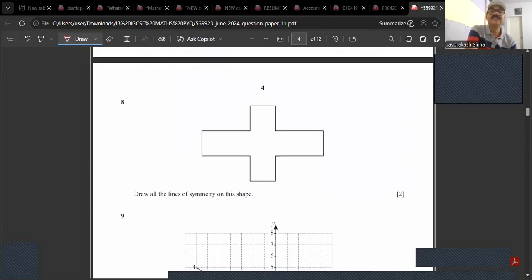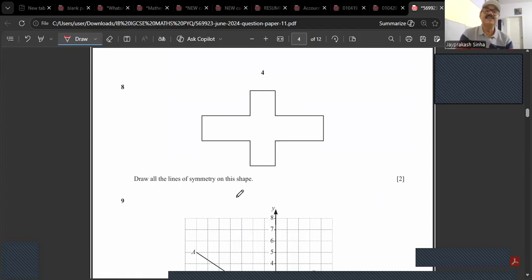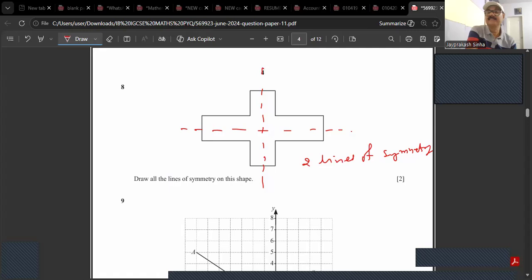Next. Draw all the lines of symmetry on the shape. Okay. So there will be two lines of symmetry.